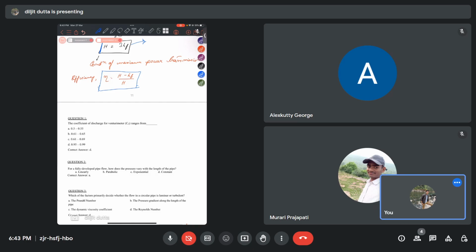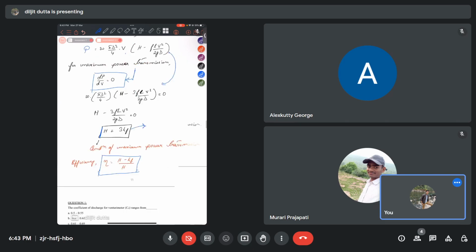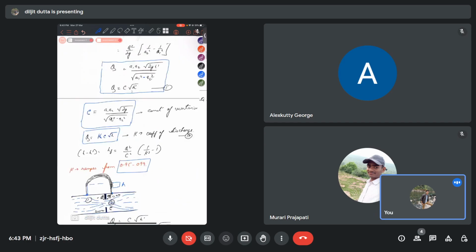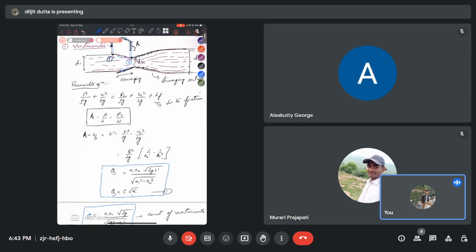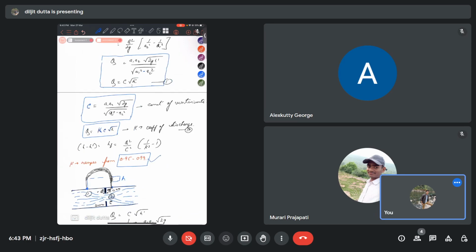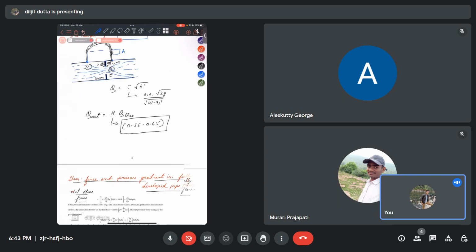The first question is: the coefficient of discharge of a venturimeter ranges from 0.95 to 0.99. We have seen in the very initial derivation that since here there is gradual contraction and gradual expansion of the pipe, the coefficient of discharge will be in the range of 0.95 to 0.99.